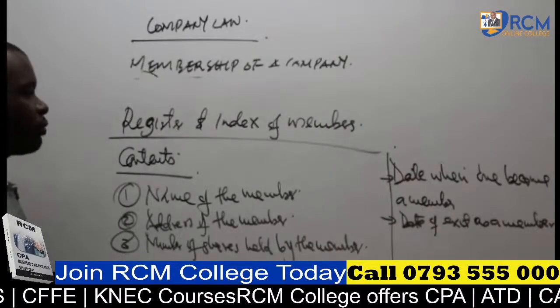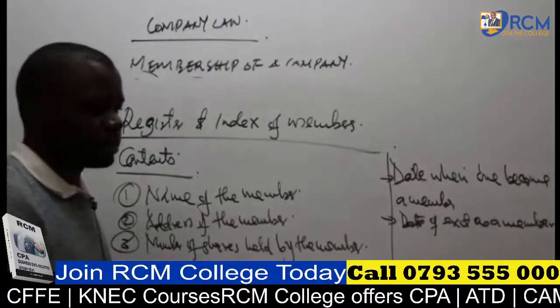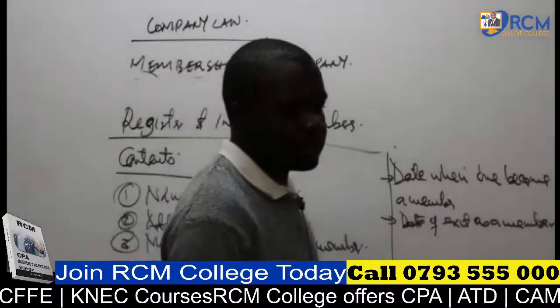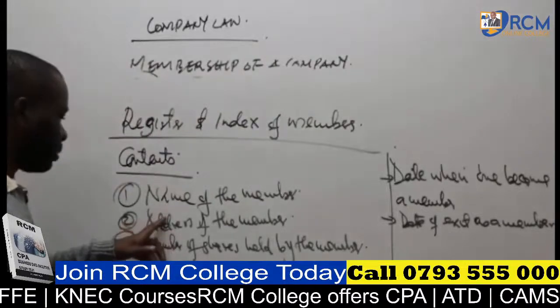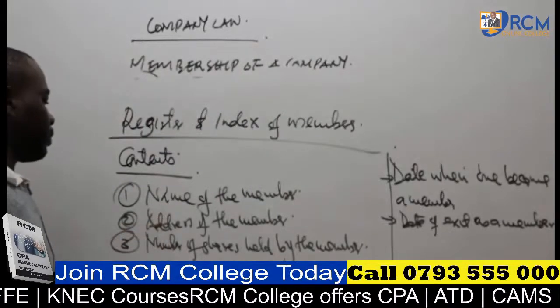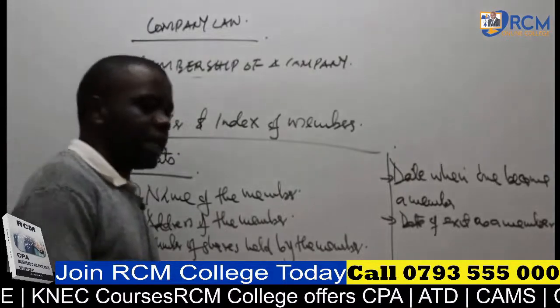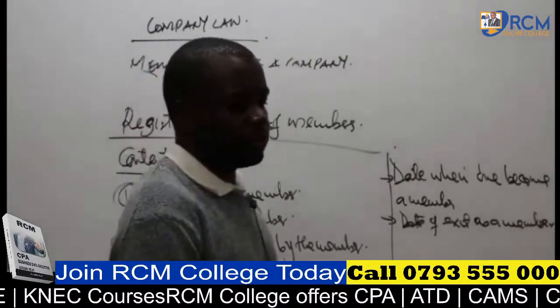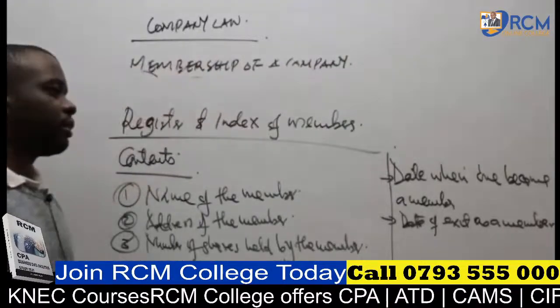So those will be part of the contents of the register of members, because they could ask what are the contents of a register of members, or what will be contained in a register of members. So the name of that member, address of the member, the number of shares that this member is holding in the company, the date when he became a member, and, if there's an exit, the date of exit of the member.